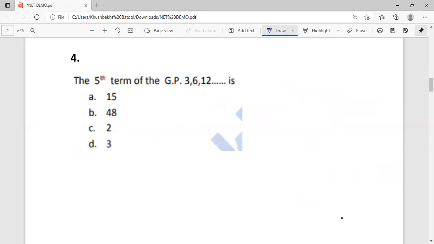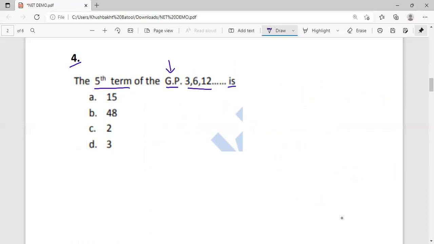All right, let's talk about this fourth question now. This is the fifth term of the geometric progression. We are going to talk about series. We have different series: arithmetic progression, geometric progression. Then you'll get to know about harmonic as well. Today, in this past paper, we just have to talk about the geometric progression, okay? And we need to find a term here.